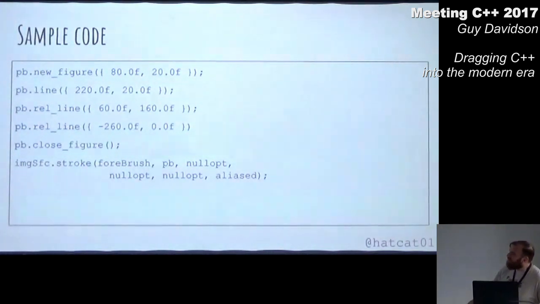So let's just look at this again. New figure at 80,20. Then we draw a line, 220x, 20y. And then we draw a relative line, 60x, 160y. Then another relative line, minus 260, 0. And then we close the figure. Any guesses what that might draw?